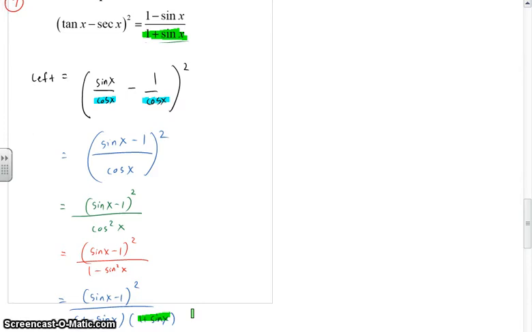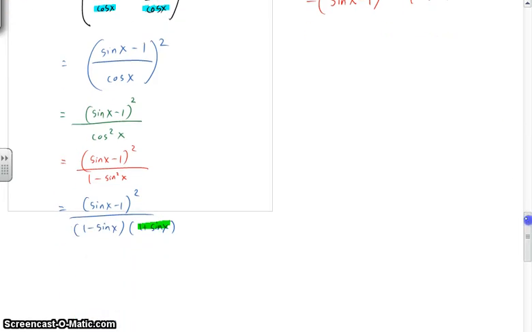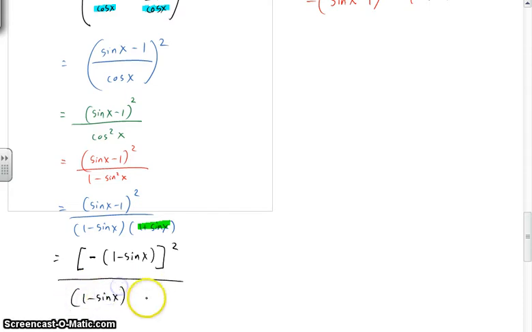So let's think about sine x minus 1 and 1 minus sine x. How are those related? Well, if you look at it, sine x minus 1, the opposite of that is 1 minus sine x. So perhaps I can look at this up here as 1 minus sine x all squared, and then this is 1 minus sine x, this is 1 plus sine x.